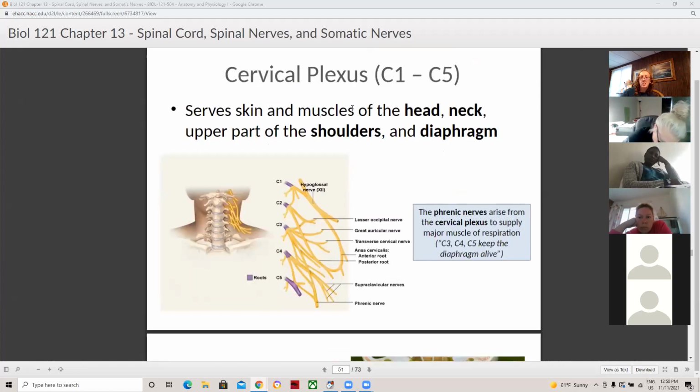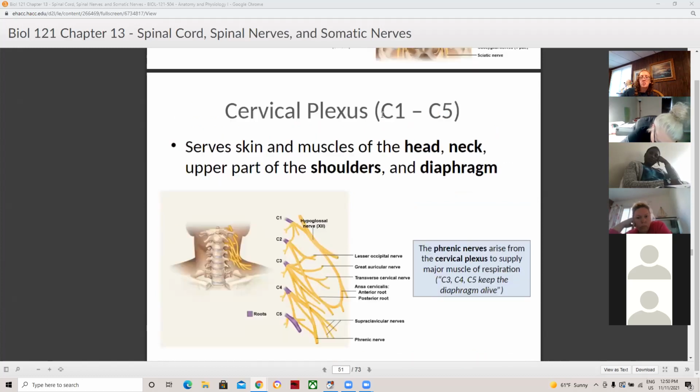The cervical plexus, which includes cervical roots, nerves C1 through C5, serves to innervate the skin and muscles of the head, neck, upper part of shoulders, and diaphragm. What is the diaphragm involved in? Breathing. Breathing, respiratory. Yeah, it's your major breathing muscle.